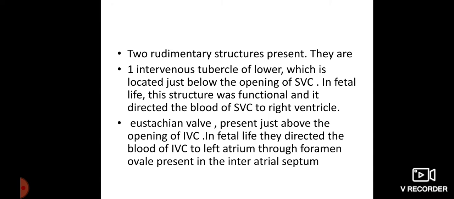In fetal life, there is no functional lung in the fetus. So the exchange of materials and gases takes place through the placenta. The placenta is supplied by the umbilical arteries. Then the fetus has additional structures like the eustachian valve and intervenous tubercle of Lower. Then the interatrial septum has an opening called the foramen ovale. All these structures are not present in adult life.